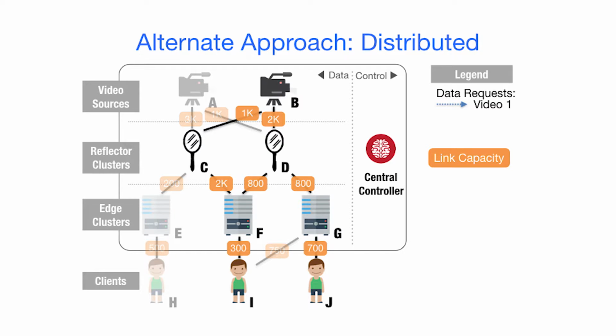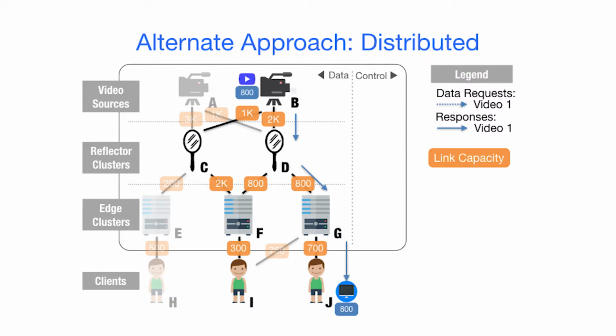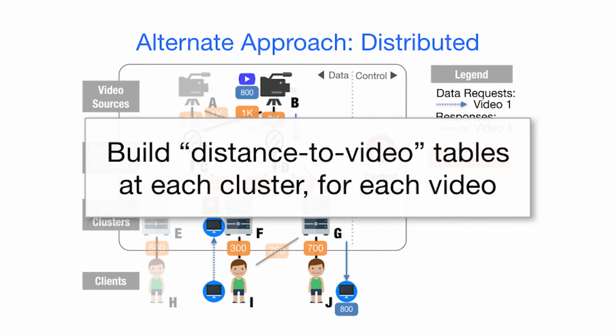Well, in this case, let's get rid of our centralized controller. And let's say we have some scenario we've already set up, something like this. Well, what happens when a new request comes into F here? Well, in our distributed algorithm, what we're going to do is just build a distance to video table at every cluster for every video. And this is basically just going to be like a distance vector protocol, but at the app layer. So the table looks something like this.